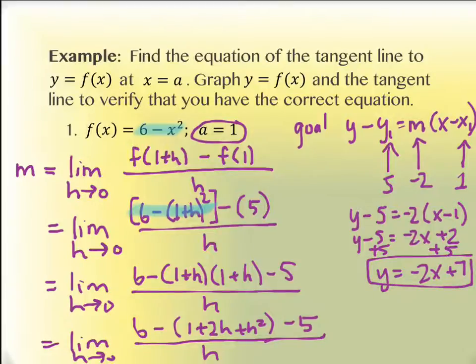Now I want you to take your calculators out to look at something, okay? As soon as you get that written down, grab your calculator. In your calculator, I want you to put 2 equations. The first equation I want you to put is the original parabola that we started with, 6 minus x squared. So put that in y1. The second thing I want you to put in is this line that we just found as our answer, negative 2x plus 7.